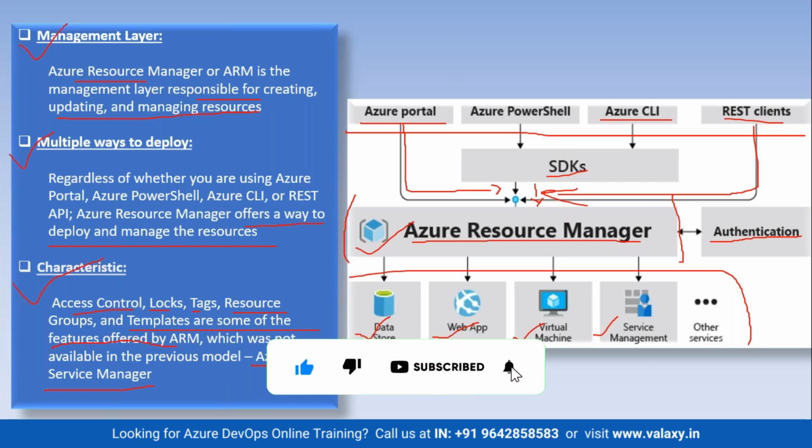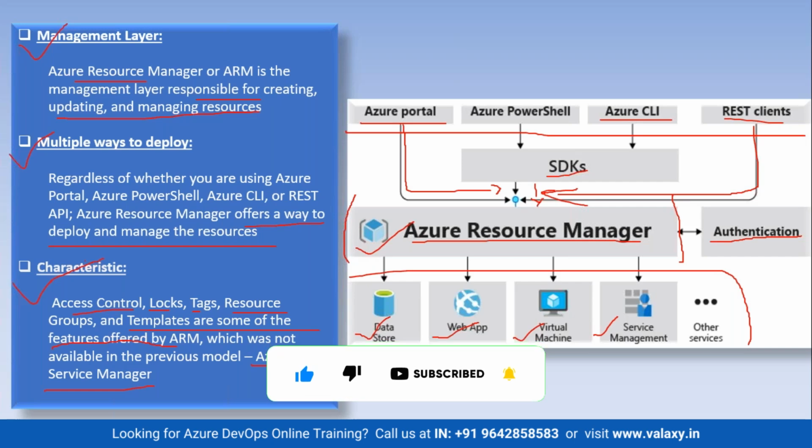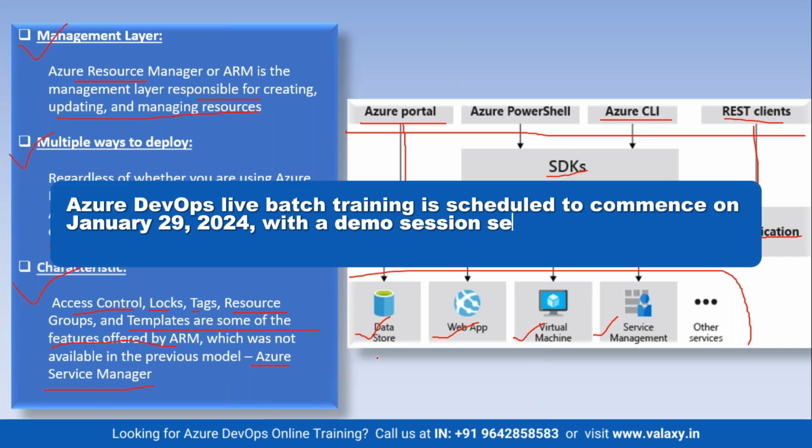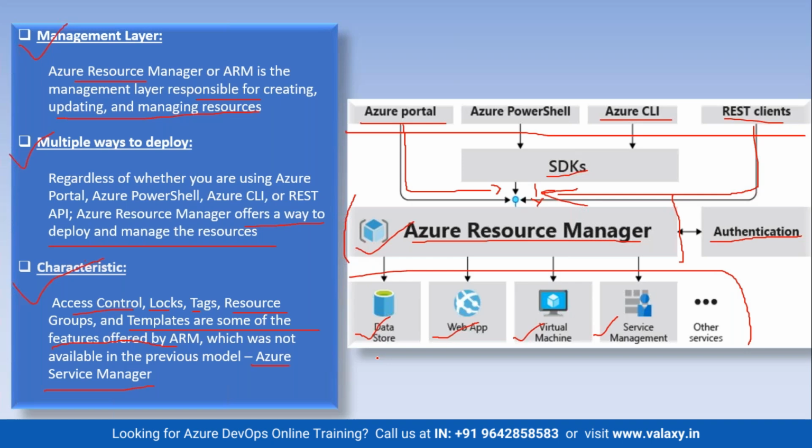Prior to that, if you wanted to create a VM, you needed to create the VM separately. You needed to create a storage account separately, assign a disk separately, and create an OS separately. There was no option to group all the resources together. No grouping, no life cycle management, nothing.